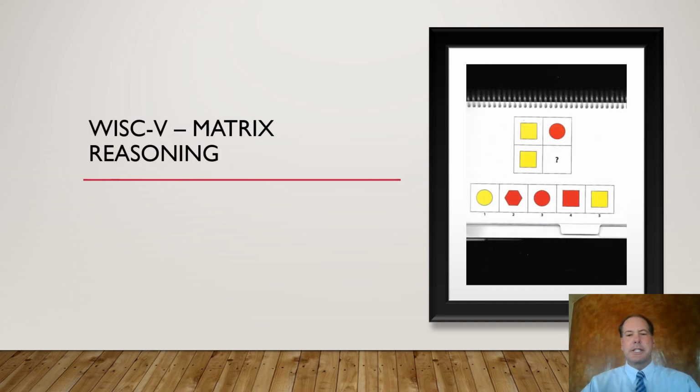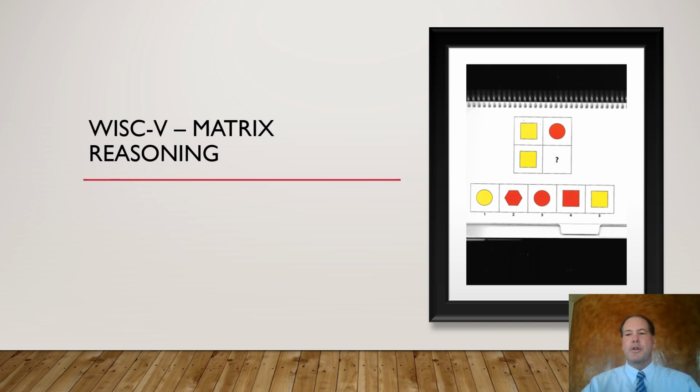Another assessment that we do for this fluid reasoning is what's called matrix reasoning. It's very similar to the other task. What we need to do is put something where this question mark would be. What would make sense? What would I put here? I can pick 1, 2, 3, 4, or 5. I would probably want to pick number 3. It seems like the red circle would go here.